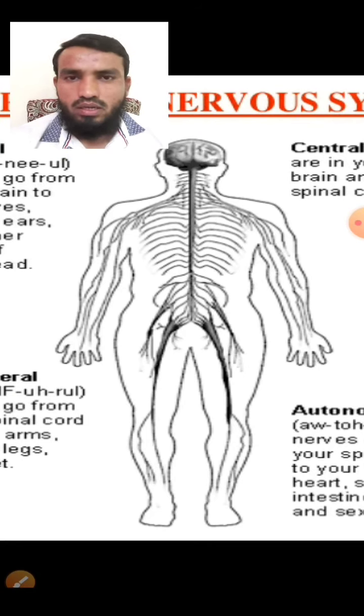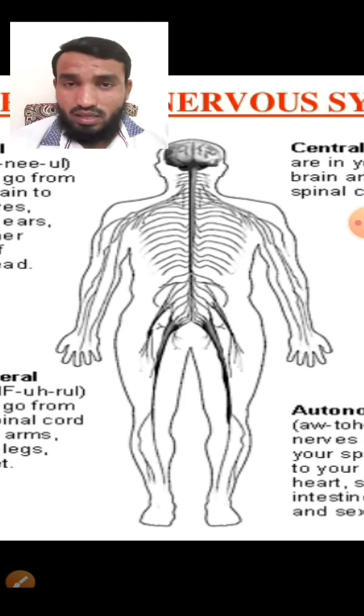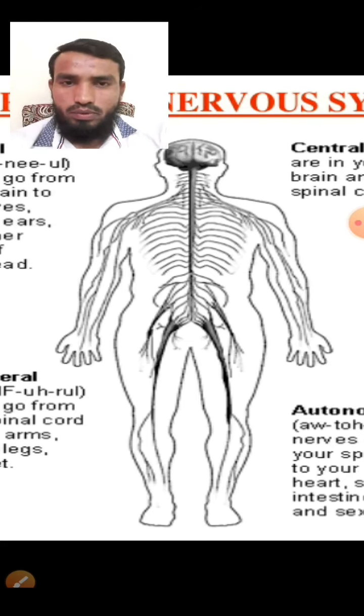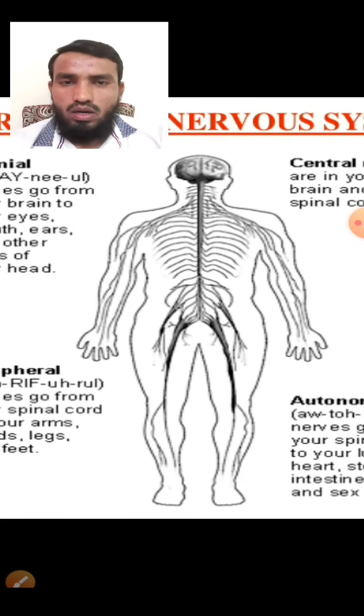Already we have seen that the cell is the basic, functional and structural unit of our body, right? In our previous classes we have studied that. Different kinds of cells are there. Blood cells are there, and you have seen the nerve cell or neuron in your previous classes. All our neurons come together and they make the nerves. So this whole network of nerves consists of neurons, made by the neurons.